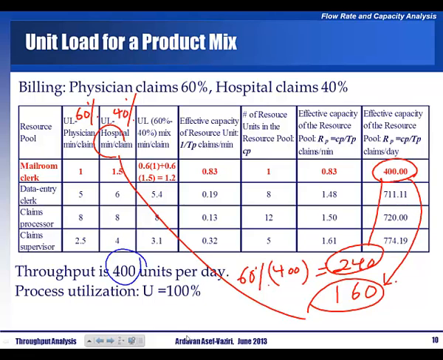Because throughput is exactly equal to capacity, I am working at 100% utilization, which is not very safe.